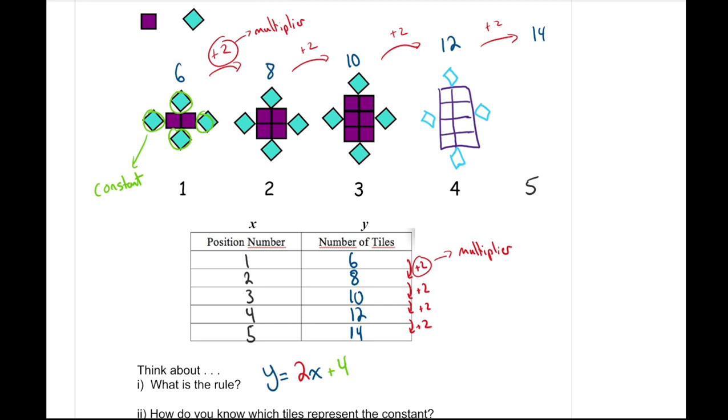And you can test that with the other options. Do 2 times 2, which is 4, plus 4 is 8. So it does work for the second one. And you could try it out for the third and the fourth one and so on.